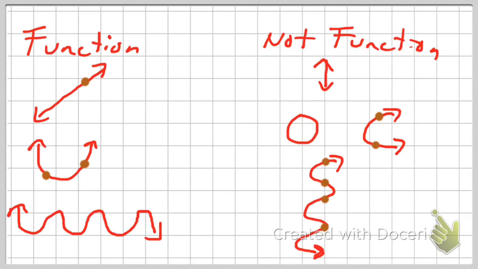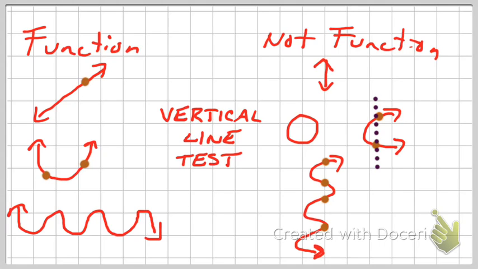Over on the left, every brown point that you would put on there, you cannot line up 2 brown points vertically on the graph. You can't do it. So when that's the case, it is a function. That little test is called the vertical line test. If you pass a vertical line through a graph and you can hit it twice anywhere, it's not a function.